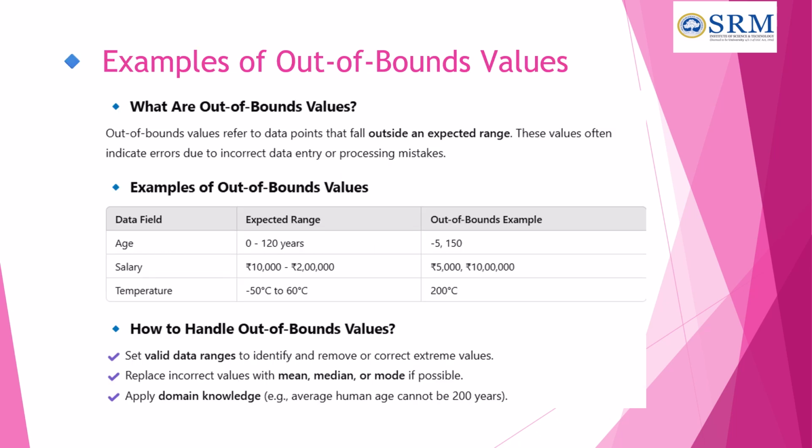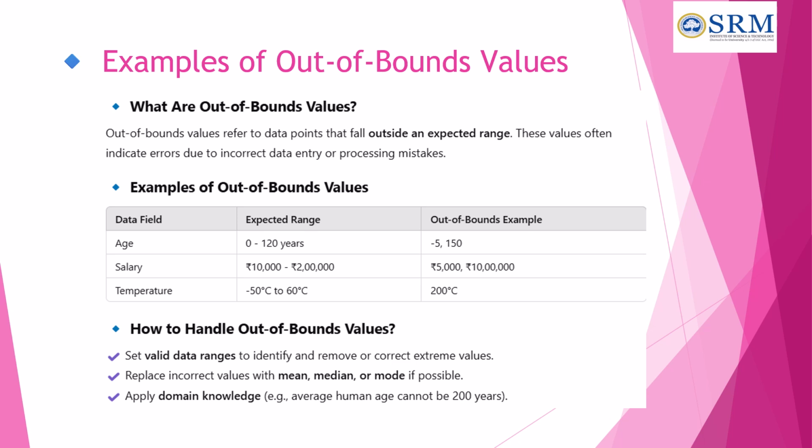Out-of-bound values are data points that fall outside the range of what is considered normal or possible. For example, an age recorded as -5 or 150 years is not realistic since human age should be between 0 and 120 years. Similarly, a salary of 5,000 when the expected range is 10,000 to 2 lakh, or a temperature of 200 degrees Celsius when it should be between -50 and 60 degrees Celsius are clear examples of out-of-bound values.